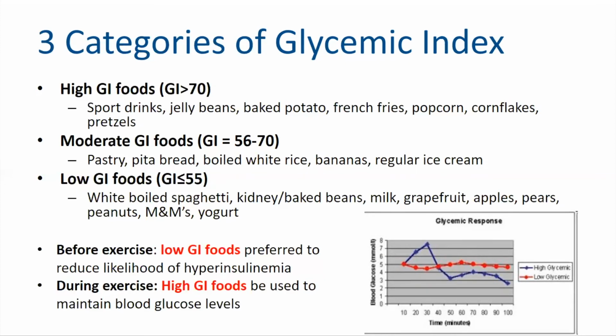So if you're going to consume carbohydrates right before exercise, you want to consume food with a low GI. Essentially, you don't want to have your body start to store the glucose because you've eaten a high GI food, so you're going to start exercise with low blood sugars. When you want to consume carbohydrates during exercise, these should be of high GI nature.